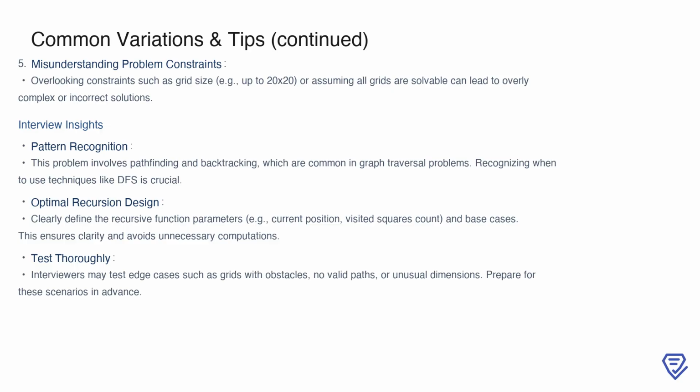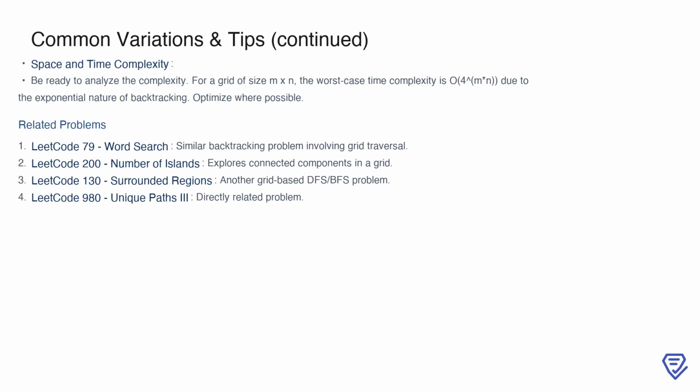Testing thoroughly is another key point. Interviewers often introduce edge cases, like grids with obstacles, grids with no valid paths, or grids with unusual dimensions. Preparing for these scenarios will set you up for success. Another important aspect to prepare for is analyzing the space and time complexity of your solution. Since backtracking has an exponential nature, the worst-case time complexity for a grid of size m by n can be O(4^(m*n)). This highlights the importance of optimizing your approach wherever possible.